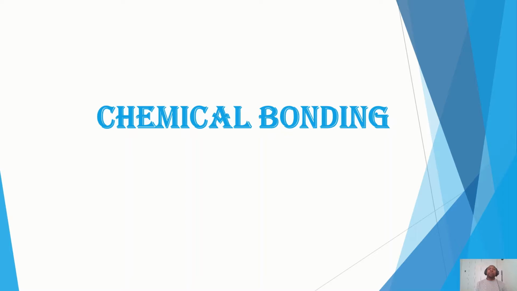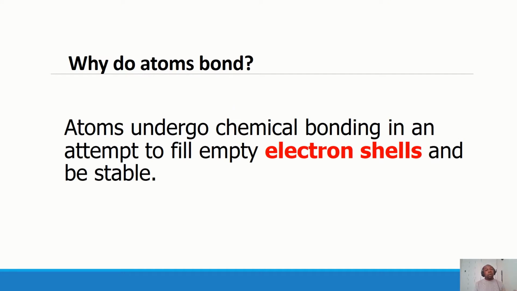Now, let's move to chemical bonding. Why do atoms bond? Why do they want to bond? Atoms undergo chemical bonding in an attempt to fill electron shells and be stable. Remember the last lecture, that there are empty spaces in the atom's shell. When the atom's shell is not complete, it's not 8 electrons, that means you're going to have some empty spaces that need to be filled before the atom can be stable.